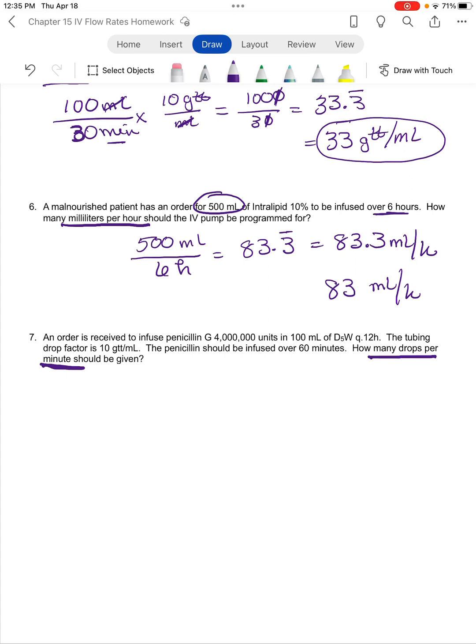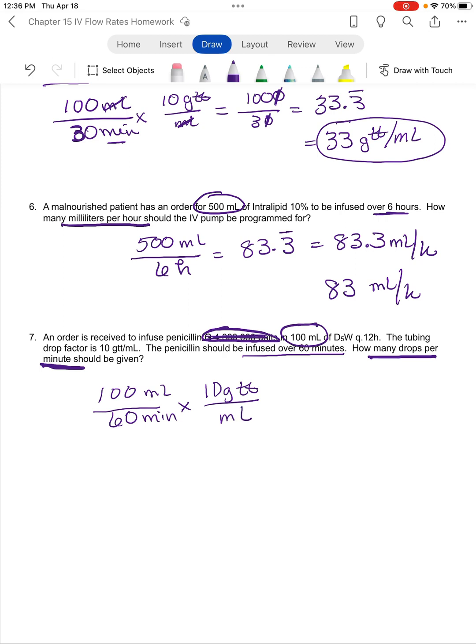And so I've got my total volume, and I want to say my total volume was 4 million units, but it's not, because that's the weight of the penicillin, or the amount of the penicillin. It's the 100 milliliters. So what they're doing is putting the 4 million units of penicillin into the 100 milliliters. And it's to be infused over 60 minutes. And my drop factor is 10 drops per milliliter. Again, my time is already in minutes, so I don't have to convert.